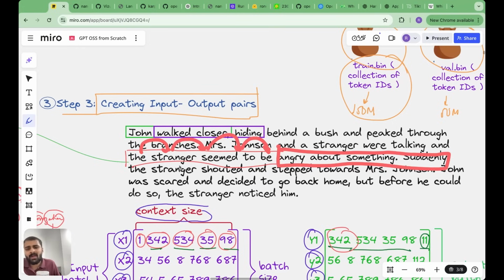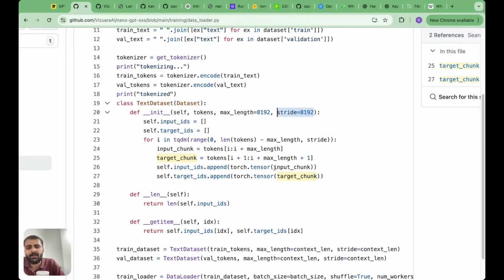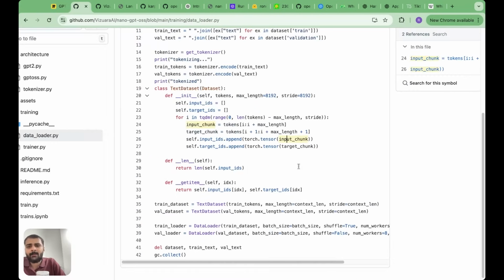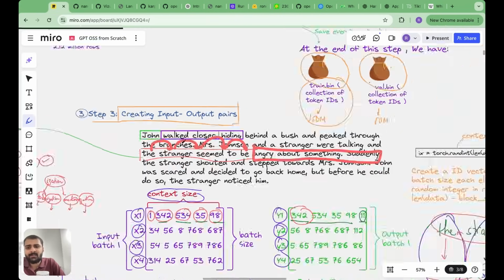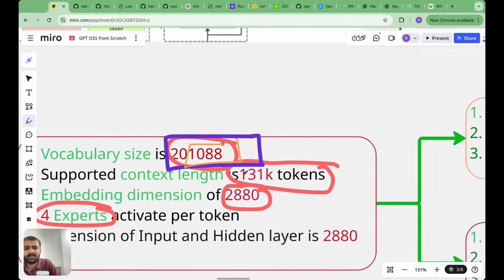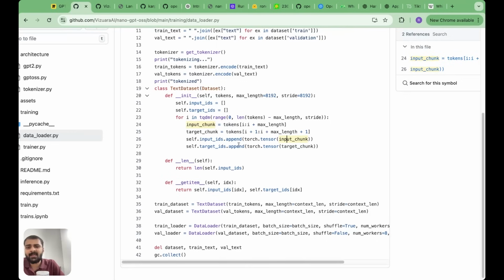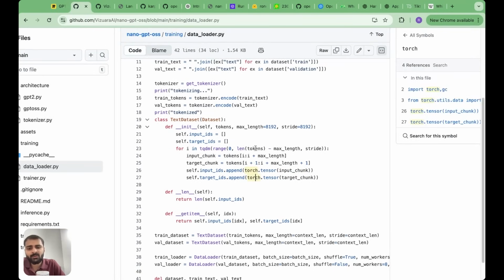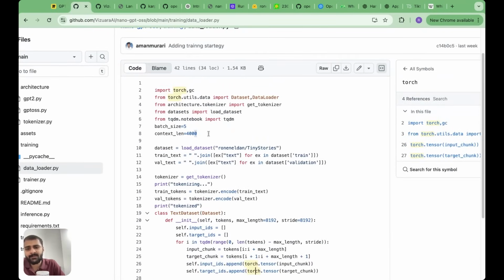Usually to have inputs which are separated like this, but still cover the whole training data, you need the stride to be equal to the context length. And that's what you'll see in the code here. GPT-OSS used a maximum context length of 131k tokens because they have a huge amount of data. For us to simplify the training process in nano-GPT, we have used a context length of 4000.